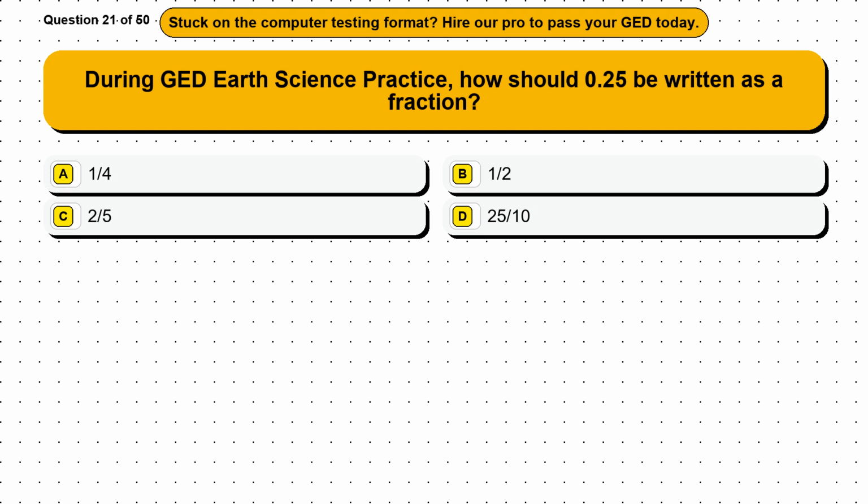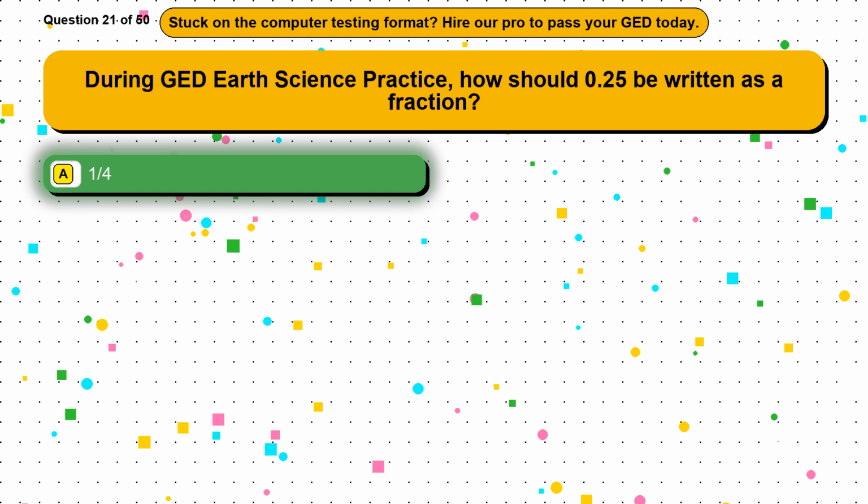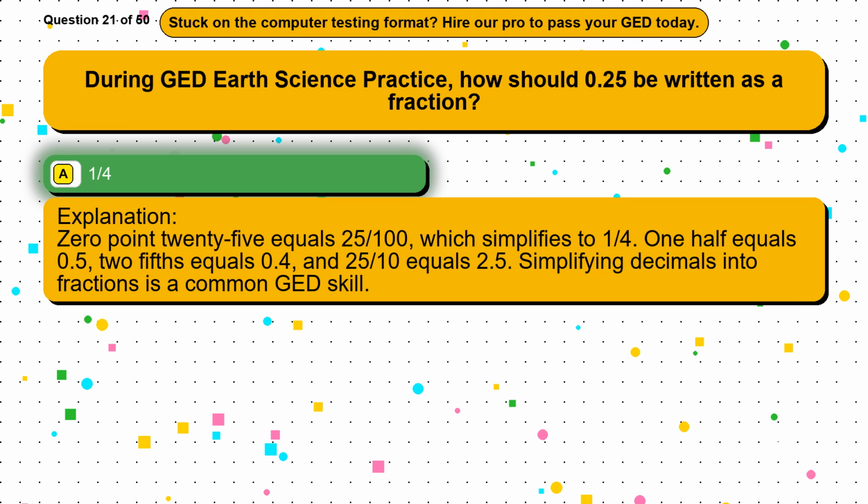Question 21. During GED Earth Science Practice, how should 0.25 be written as a fraction? Option A, 1/4. Option B, 1/2. Option C, 2/5. Option D, 25/10. The correct answer is option A. 1/4. 0.25 equals 25/100, which simplifies to 1/4. 1/2 equals 0.5, 2/5 equals 0.4, and 25/10 equals 2.5. Simplifying decimals into fractions is a common GED skill.